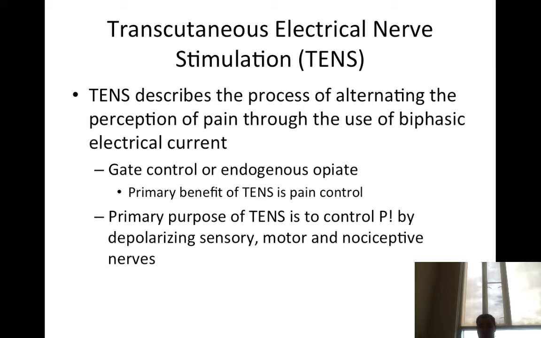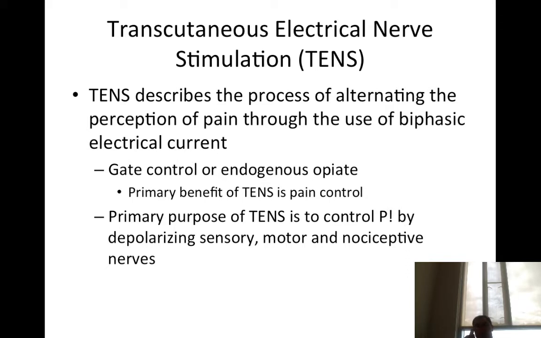So that's high volt. TENS units. You'll never hear people say the transcutaneous electrical nerve stimulator. They abbreviate that as TENS unit, right? TENS describes the process of altering the perception of pain through biphasic electrical current. Essentially, we're working off the gate control mechanism of pain here, big time. You can manipulate the variables for the endogenous opiate, but really it's the gate control mechanism of pain. The primary benefit of using a TENS unit is pain control.